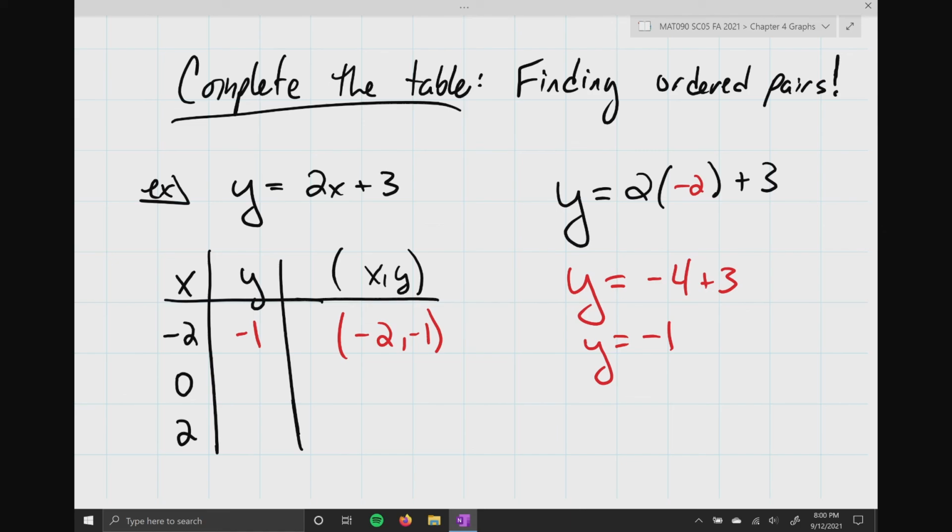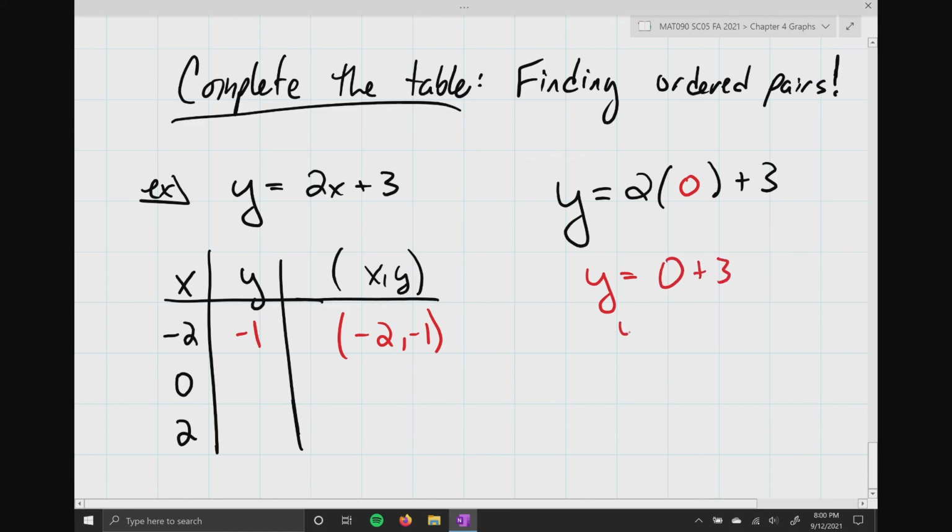So let's finish this table. For the next value, I'm going to erase. My next value is x equals 0. So when x equals 0, y is going to equal 2 times 0, which is 0, plus 3, or just y equals 3, which means we have the ordered pair (0, 3). Okay? For the last one, we're going to do the same exact thing.